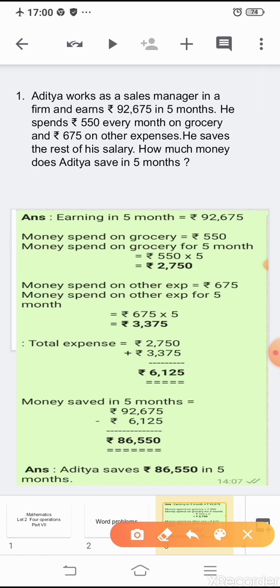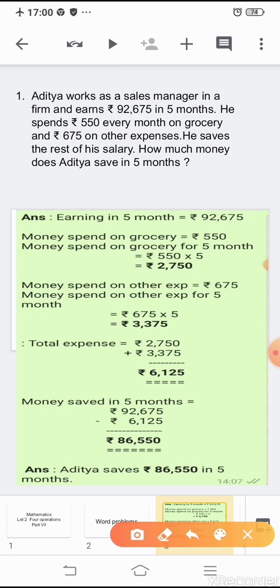Now money spent on grocery. From his earnings, he used to spend rupees 550 to buy grocery. For 1 month he used to spend rupees 550. So for 5 months, you multiply 550 by 5, a single-digit multiplication you have already learned in 3rd standard. 550 multiplied by 5 will give you 2,750. That means he used to spend rupees 2,750 for 5 months on grocery.